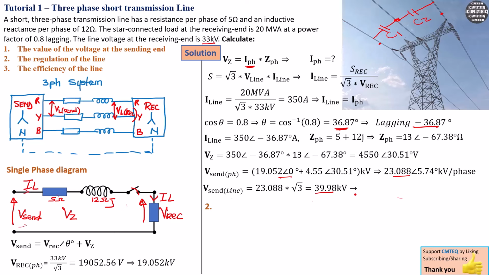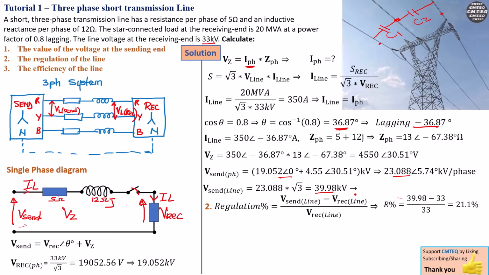Okay, that means number 2, the line regulation is V sending line minus V receiving line, divided by the V receiving line. That basically means 39.98 minus 33. So we have a line regulation of 21.1%. Now this is a percentage value, so you have to multiply it by 100, which we did not specify in the formula. Great stuff.